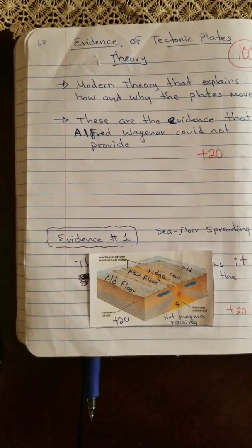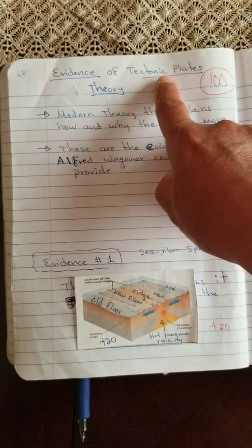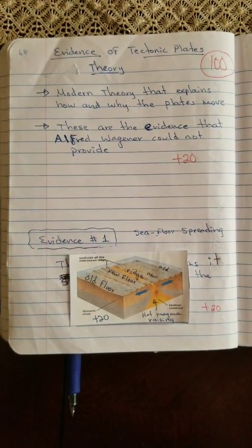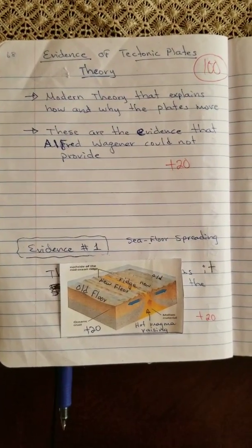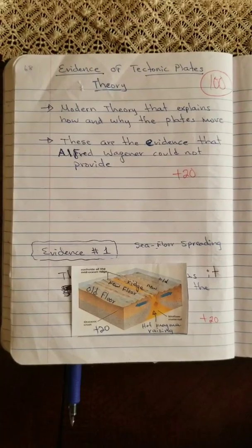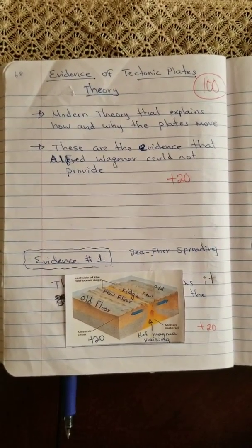Good morning, everyone. Today we're going to be looking at the plate tectonics theory, and we're going to be looking at all the evidence that we have. It's four of them only, but I believe one of the pictures is not included in the packet that I sent, right?